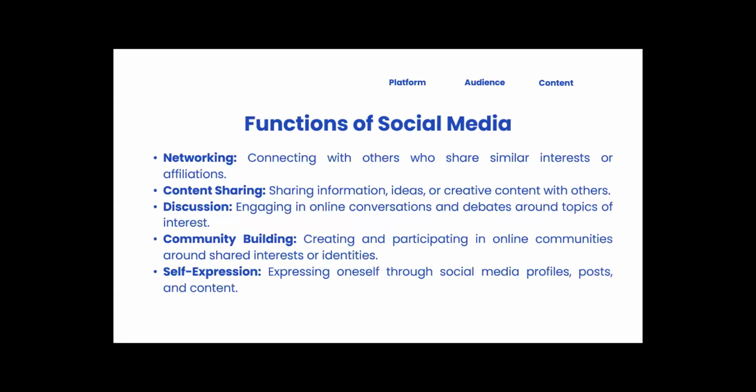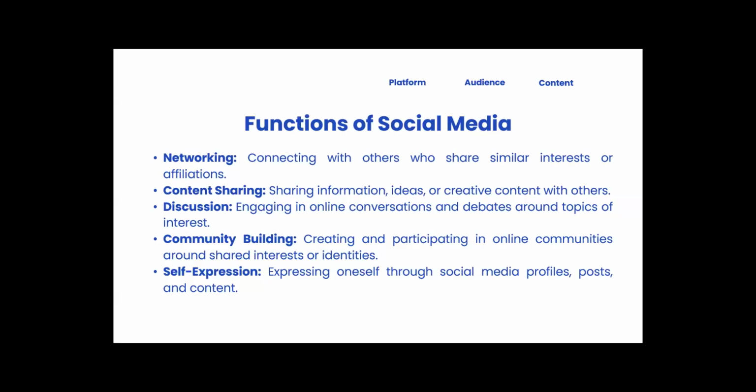And we also looked at the functions of social media, which is networking. It helps you to connect with your potential customers on these platforms, and also it allows you to share your content, engage in online conversations, build community, and express yourself. Like Facebook will always ask you what is on your mind.